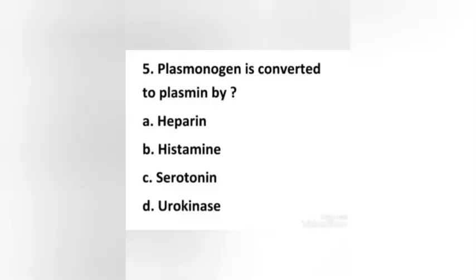Next question. Plasminogen is converted to plasmin by heparin, histamine, serotonin, urokinase. Here the right answer is option D. Plasminogen is converted to plasmin by urokinase. It is an enzyme involved in the conversion of inactive plasminogen into active plasmin, which in turn functions in a range of events of the metastatic cascade. So right answer is option D, urokinase.